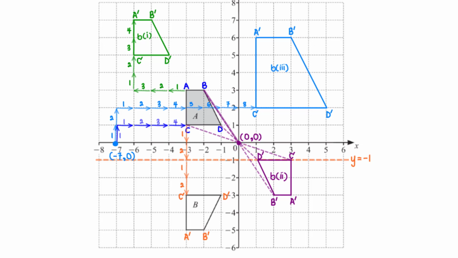To pin the new position of point B, all we need to do is draw another line with the same length from the origin. After repeating the same process for all the other points as well, we are able to map out the rotated image of shape A.